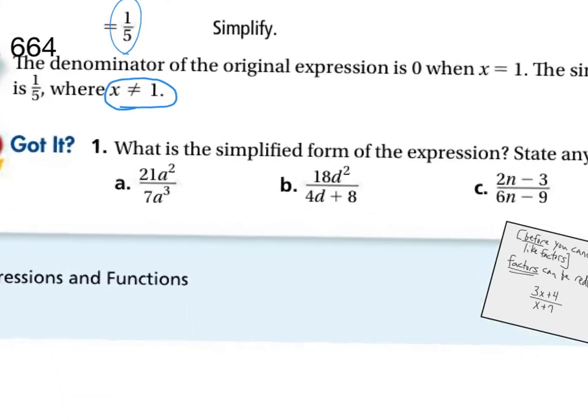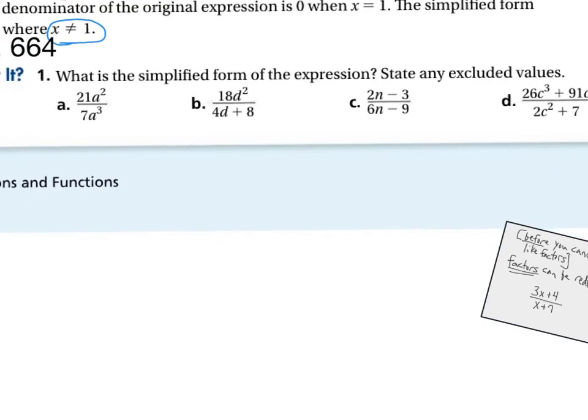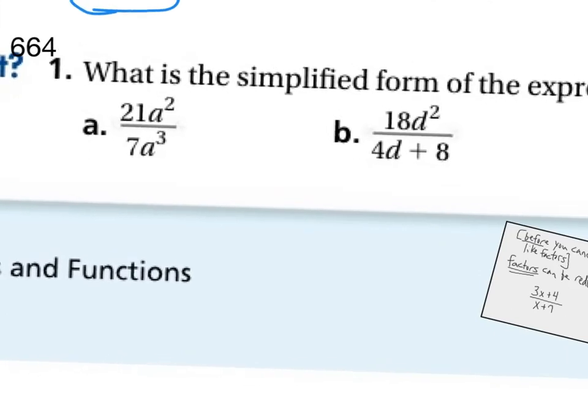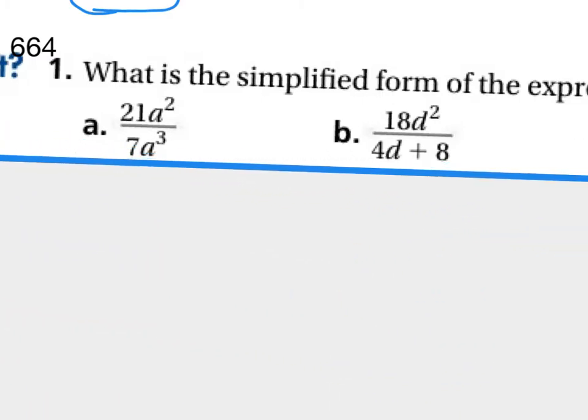So if you look at the Got It, number 1, they want us to simplify and state any excluded values. So just like we did, I would recommend at the very beginning, before you forget to do it, go ahead and look for excluded values. So excluded values, basically we're saying our denominator cannot equal 0. You might look at that and say, well, we haven't done much with a cubed and solving for a cubed. That's okay. It's close enough to what we've done. You guys can figure this out.